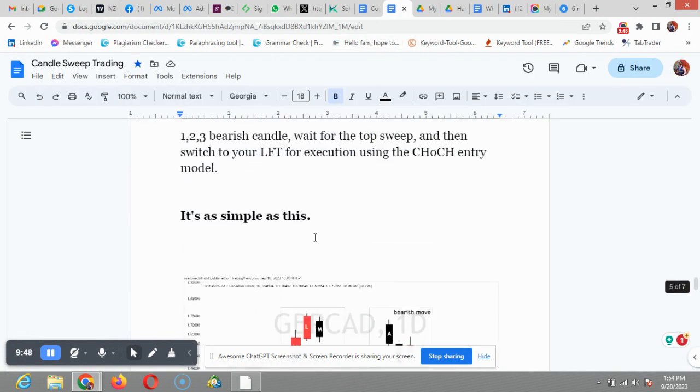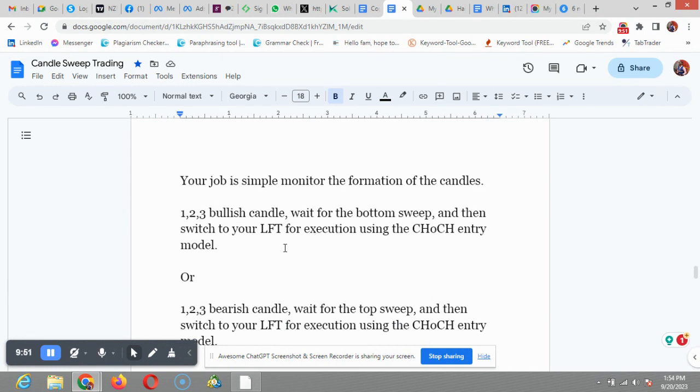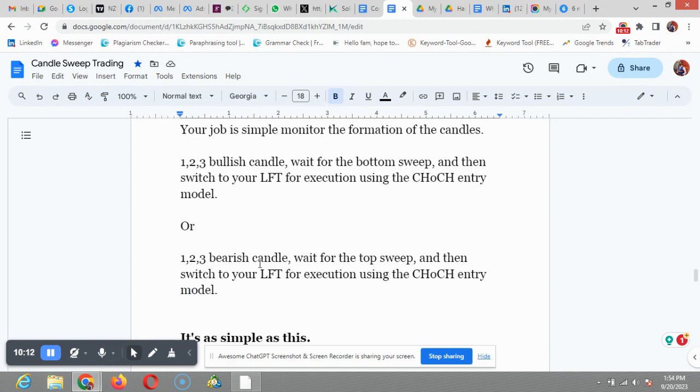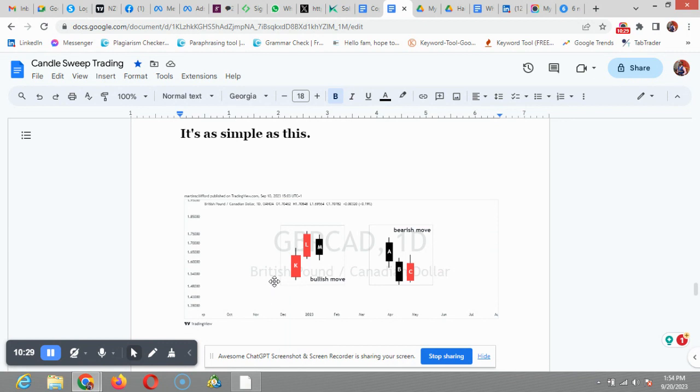Let's go back and see if we can find it. All right, so look at it here. I said the job is simple. The job is to simply monitor the formation of the candles. Once I see a 1, 2, 3 bullish candle, all I have to wait for is for the bottom to be swept. Then I would switch to a lower time frame. Do you understand? Now, for bearish candles, once I can see 1, 2, or 3 bearish candles, my job will be to wait for the previous candle high to be swept. So it says, wait for the top sweep and then switch to a lower time frame. It's so simple.